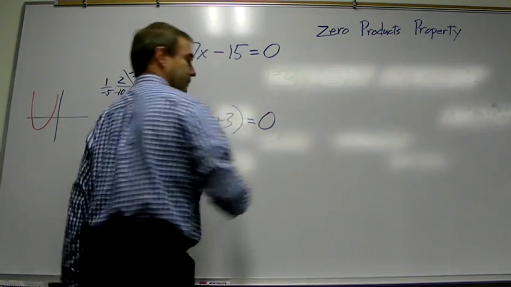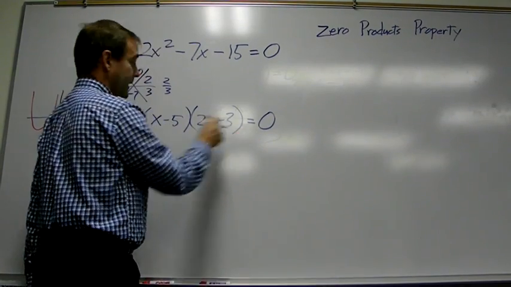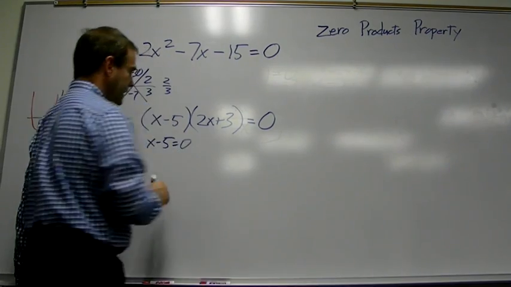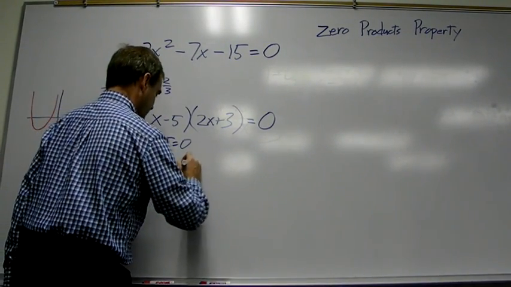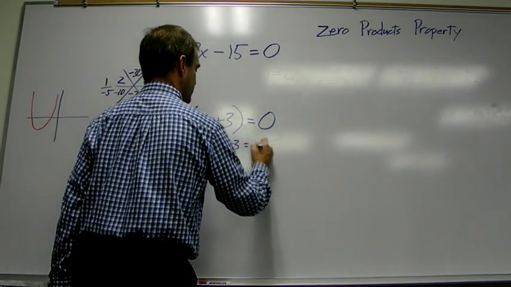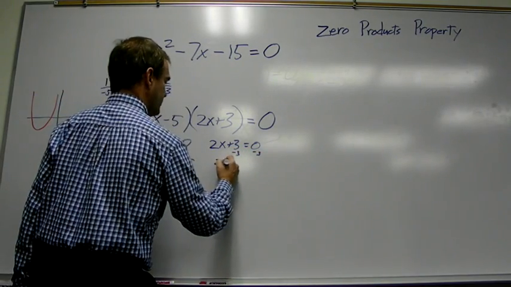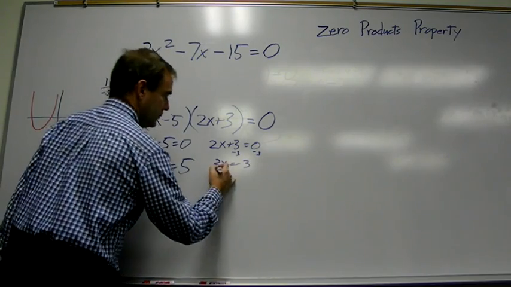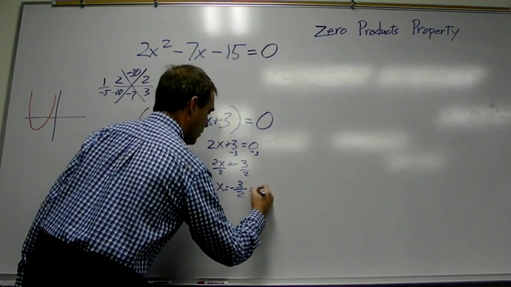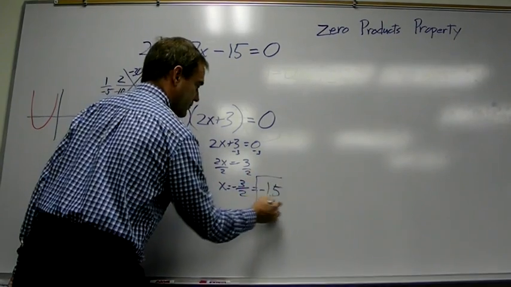Remember, it's all equal to 0. So this is equal to 0, and this is the new bit. If these multiply and make 0, then one of them has to be 0. So let's say x minus 5 is 0. Add 5 to both sides, and x must be 5. Or 2x plus 3 is equal to 0. This will be a little tougher to solve, right? We'll have to subtract 3 from both sides. So 2x equals negative 3. And then we'll divide both sides by 2 to find that x is negative 3 over 2 or negative 1.5. There are my two solutions.